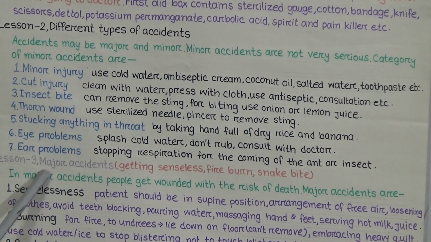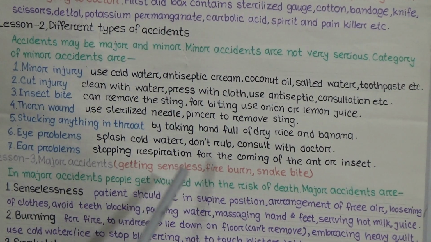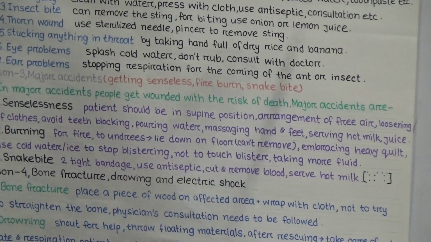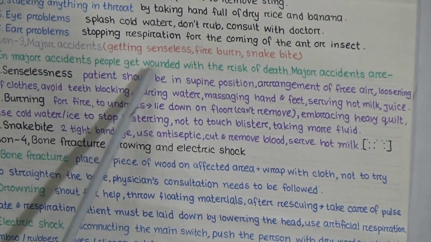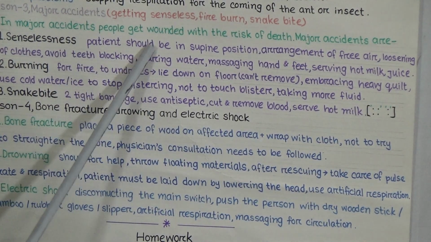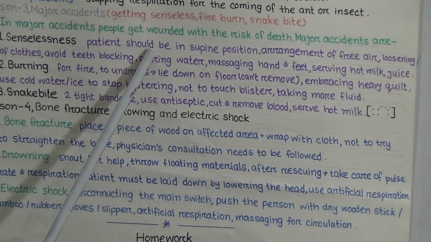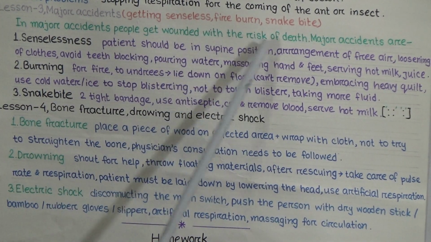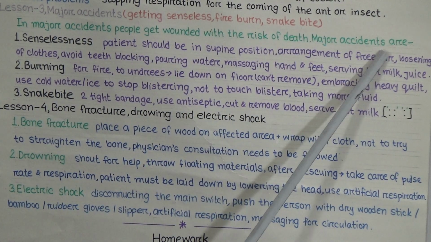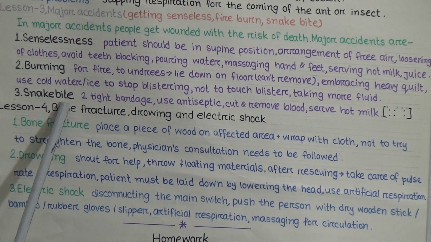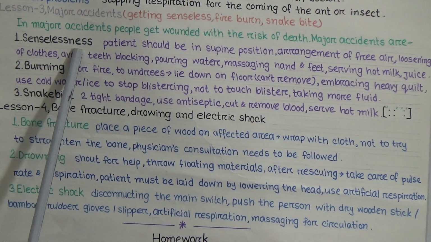Now listen, 3 major accidents: getting senseless, fire burn, snake bite. In major accidents, people get wounded with the risk of death. So we learned about minor accidents. They are not serious, but major accidents are. In major accidents, people get wounded with the risk of death. Major accidents are senselessness, burning, snake bite. First, we'll learn about senselessness.